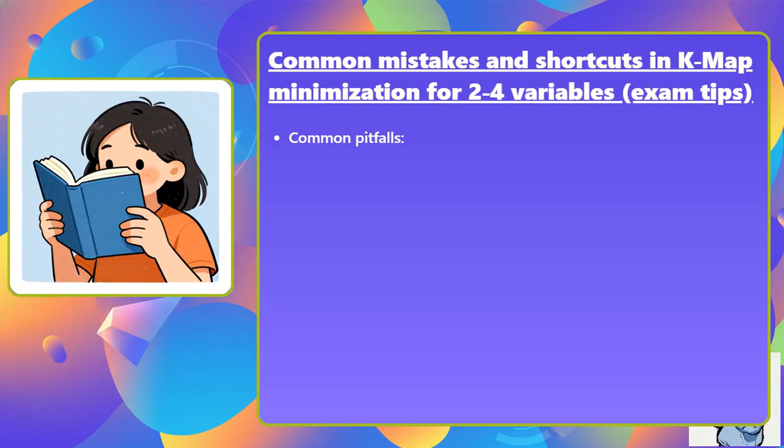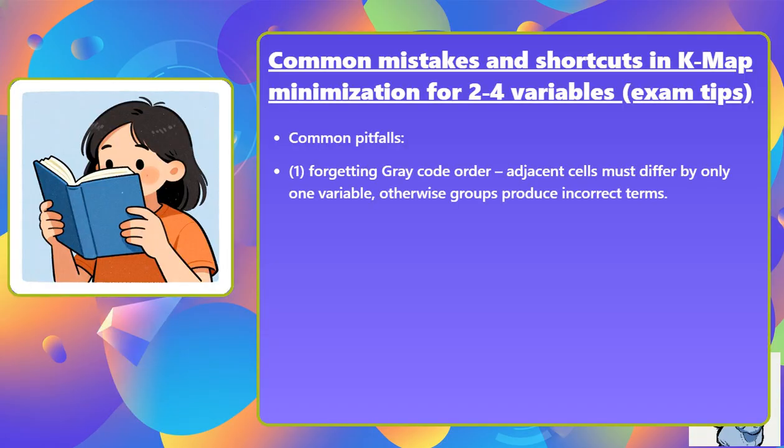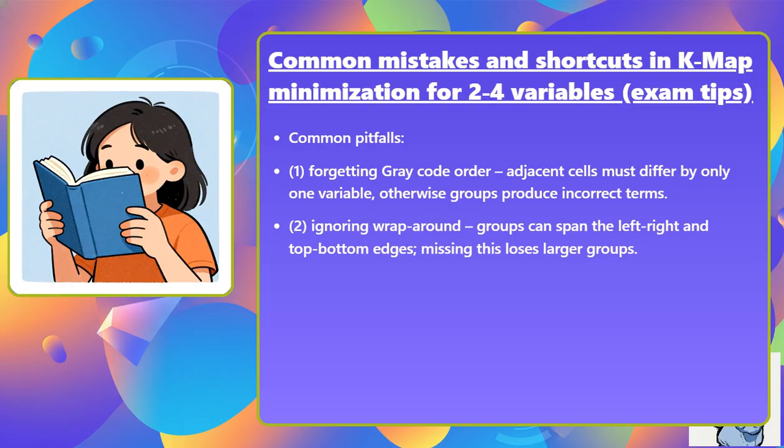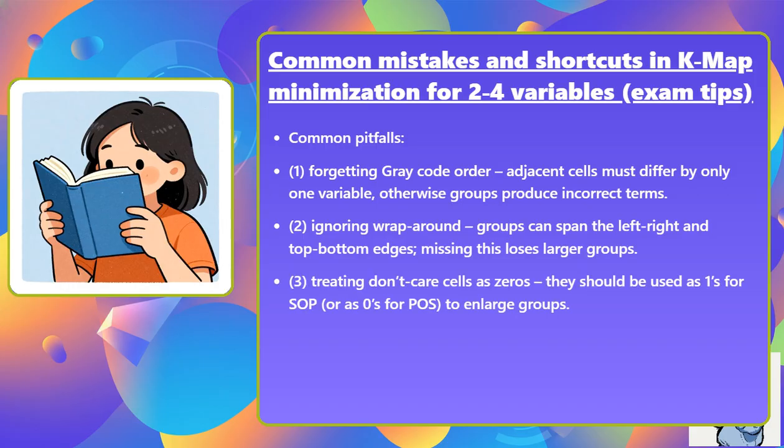Common pitfalls. 1. Forgetting Gray code order. Adjacent cells must differ by only one variable, otherwise groups produce incorrect terms. 2. Ignoring wrap-around. Groups can span the left, right, and top-bottom edges. Missing this loses larger groups. 3. Treating don't care cells as zeros. They should be used as ones for SOP or as zeros for POS to enlarge groups.